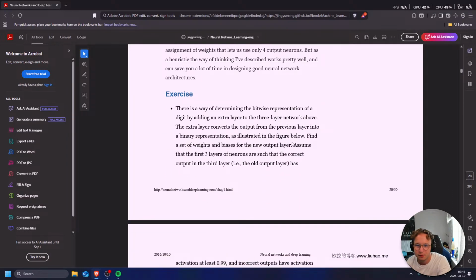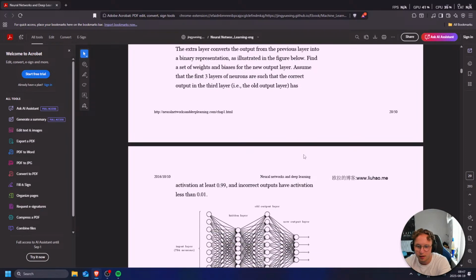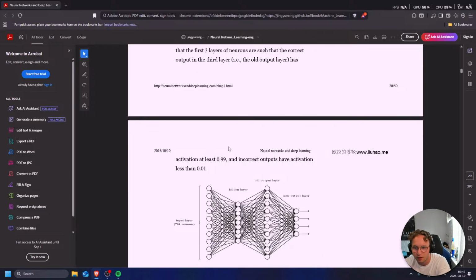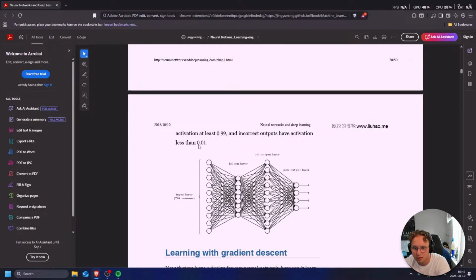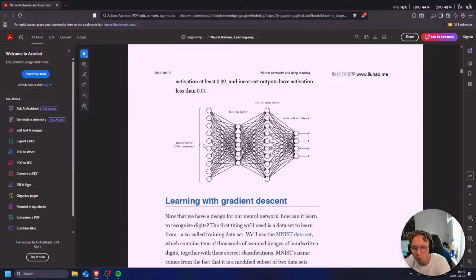So, exercises. There's a way of determining the bitwise representation of a digit by adding an extra layer to the 3-layer network above. The extra layer converts the output from the previous layer into the binary representation, as illustrated in the figure below. Find a set of weights and biases for the new output layer. Assume the first 3 layers of neurons are such that the correct output in the 3rd layer has activation at least 0.99, and incorrect outputs have activation less than 0.01.